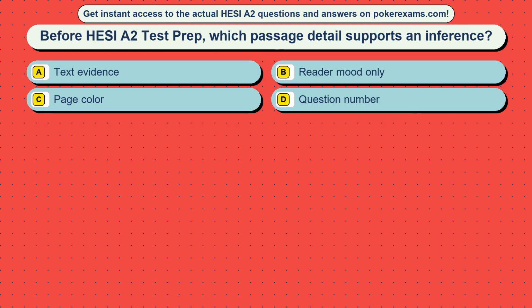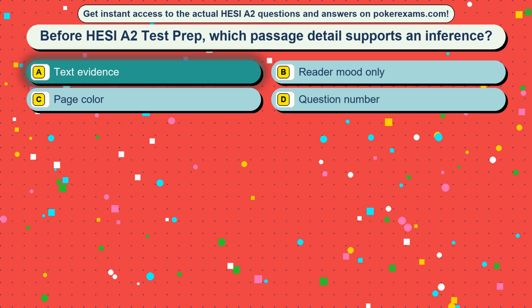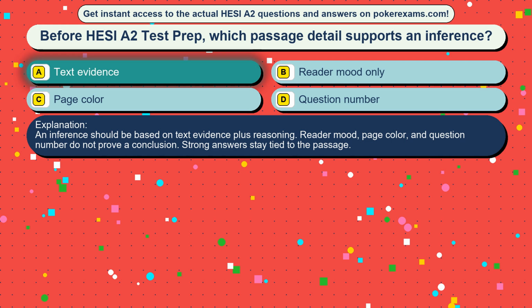Question 25. Before HESI A2 Test Prep, which passage detail supports an inference? Option A, text evidence. Option B, reader mood only. Option C, page color. Option D, question number. The correct answer is option A, text evidence. An inference should be based on text evidence plus reasoning. Reader mood, page color, and question number do not prove a conclusion. Strong answers stay tied to the passage.